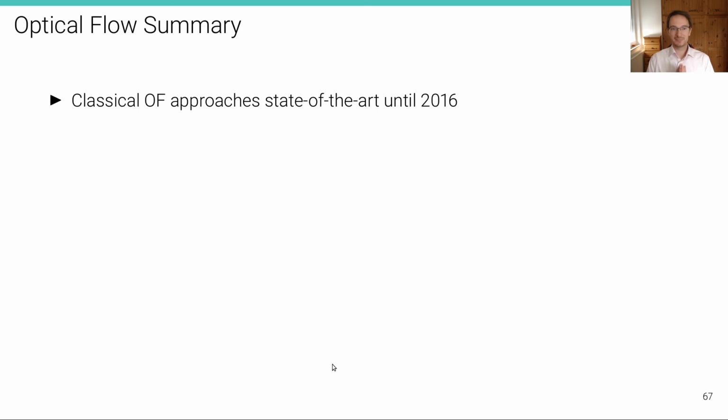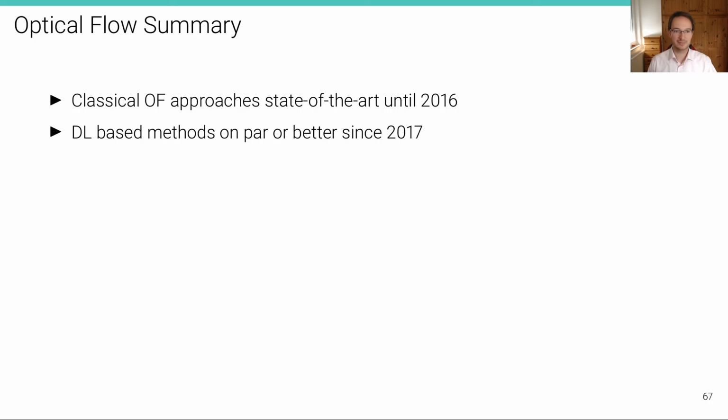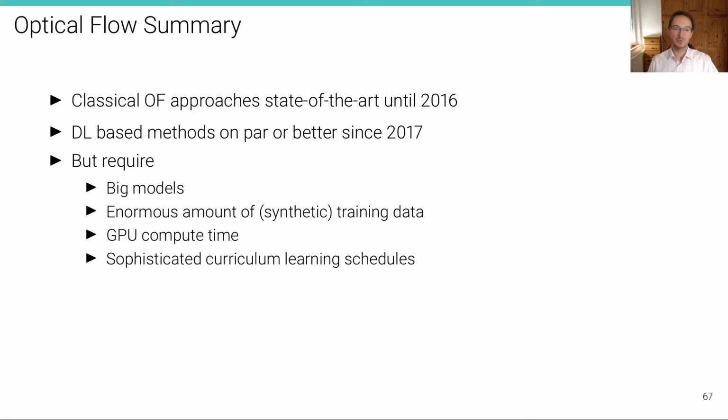To summarize, classical optical flow approaches have been state-of-the-art until 2016, 2017, and deep learning-based methods became on par or even better since 2017. But they require very big models with a lot of parameters, an enormous amount of synthetic training data, a lot of GPU compute, and sophisticated curriculum learning schedules where you train with simple data first and then go harder and harder. But today, the state of the art is clearly deep learning, because also the data sets became better, and there's more data, also real data now with optical flow ground truth available.